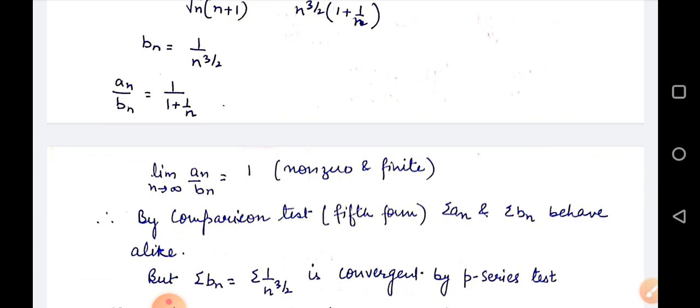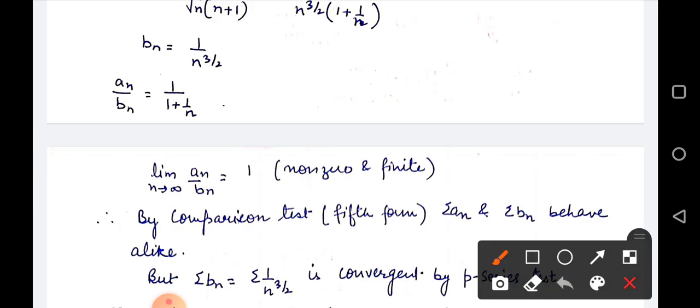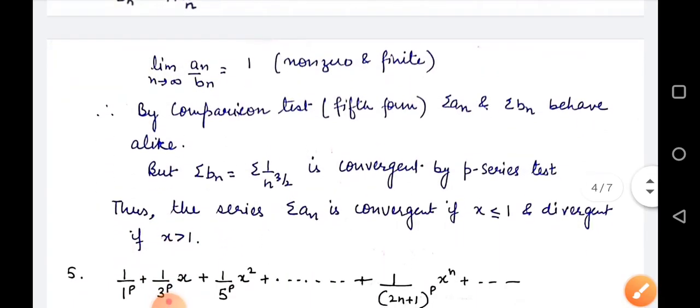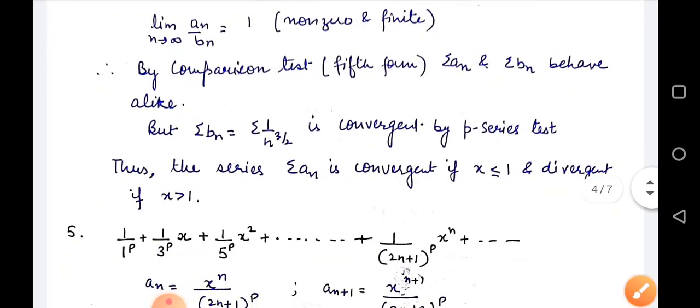So calculate ratio an upon bn, limit n approaches infinity, so it is 1. Okay, because when n approaches infinity, 1/∞ will approach 0. So you have only 1. So it is non-zero and finite. So by comparison test form 5th, summation an and bn behave alike. So summation bn is summation 1 upon n to the power 3/2, which is convergent by p series test. So therefore summation an is convergent.